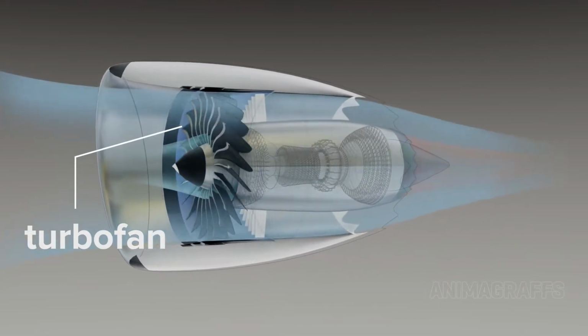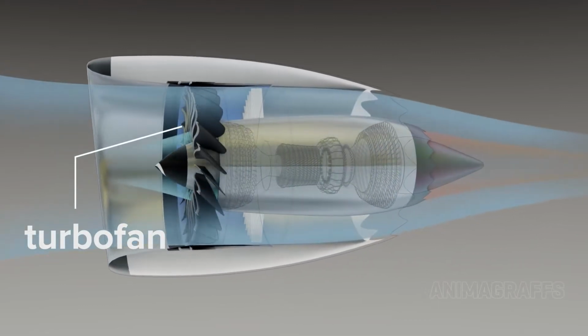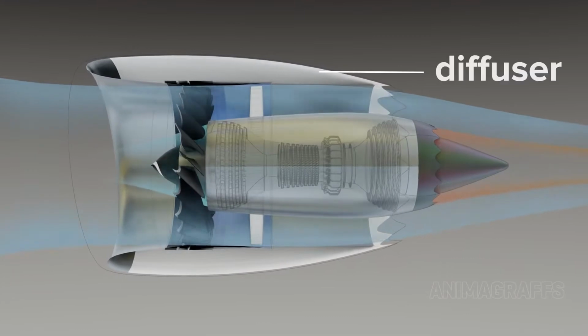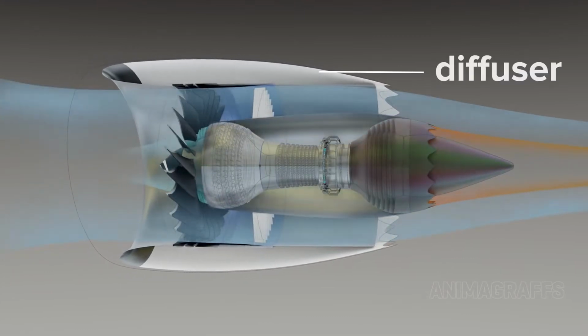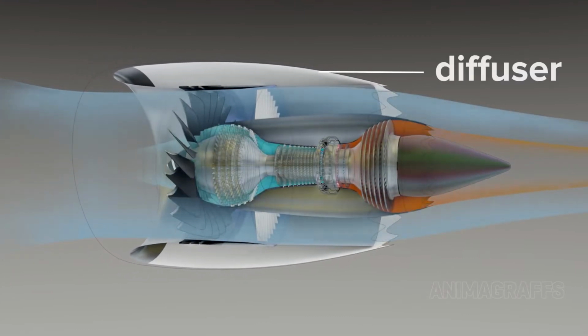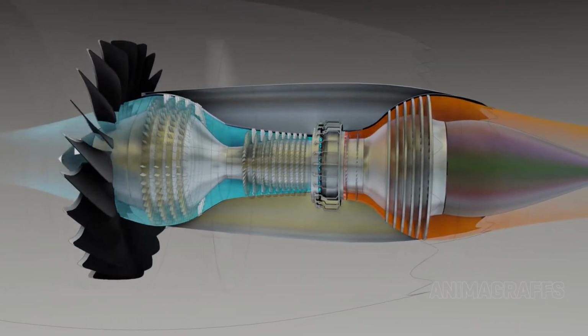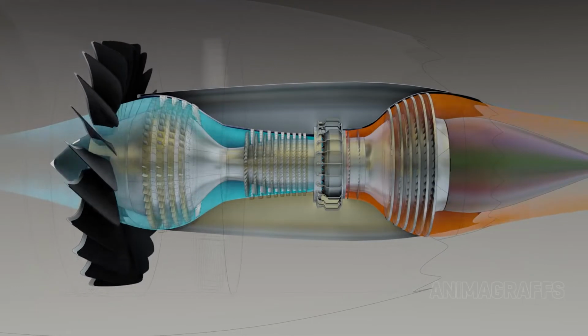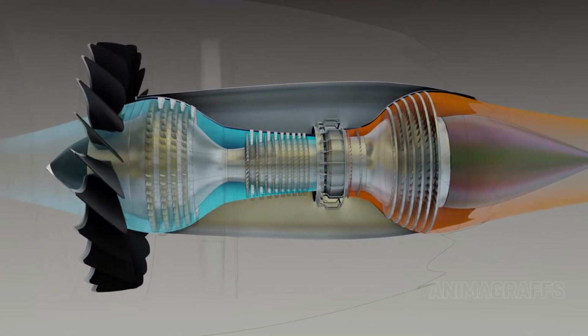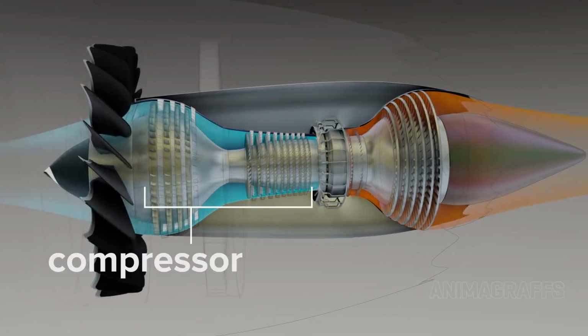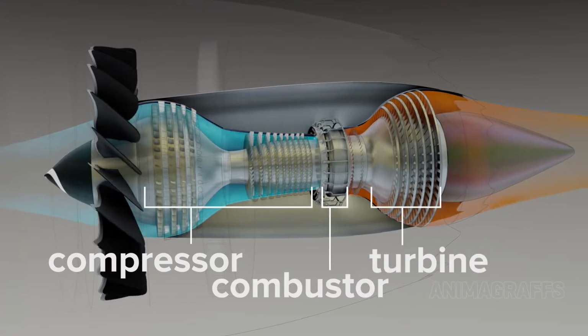The turbofan can be thought of as a high-tech propeller inside of a duct called a diffuser, driven by a gas generator. The core. The core of a jet engine is a gas generator that creates high-pressure gas to power a turbine. This setup has compressor, combustor, and turbine sections.